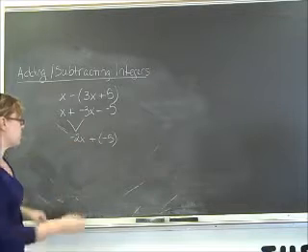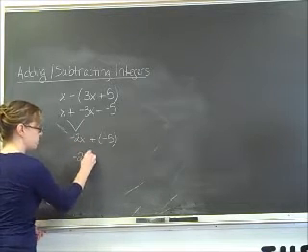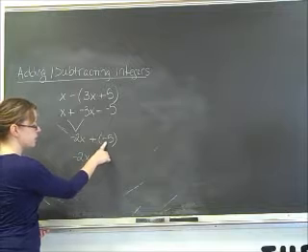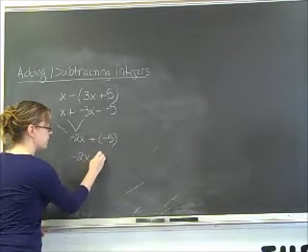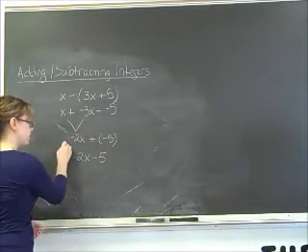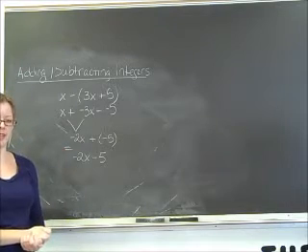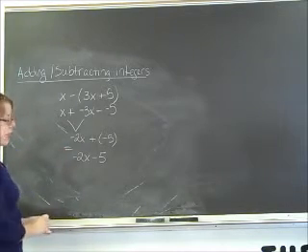I can leave it like this, or I can turn it back into subtraction. Negative 2x plus negative 5 is the same as negative 2x minus 5. Doesn't matter which way you go with this one. Let's try another.